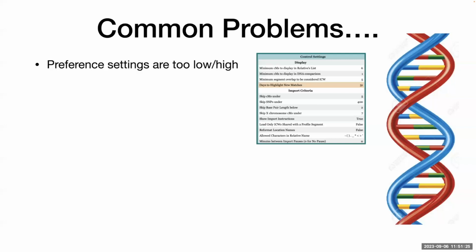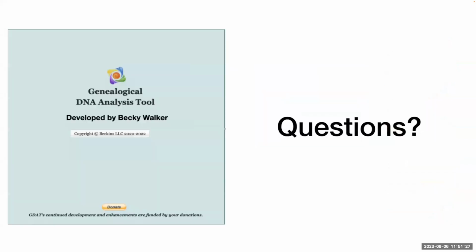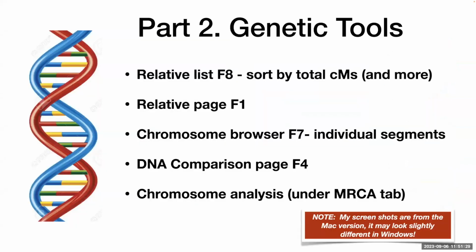Okay. All right. So the next part is about genetic tools, and I'm going to talk a little bit more about F8 and F7, so that might help Claire. Okay, so we're going to go through these items, and I think what you're talking about, Claire, is this chromosome analysis, which is under the most recent common ancestor tab. That's a relatively new thing that's been added to GDAT, which I like.